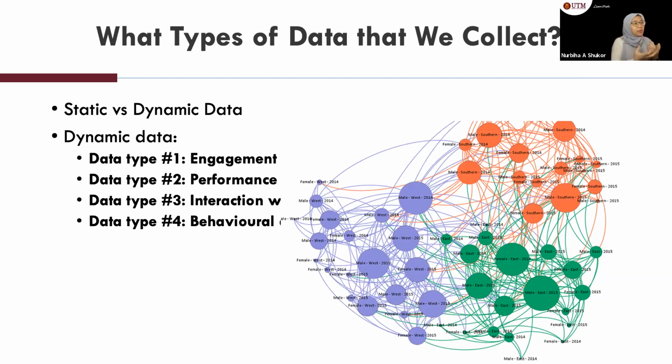So dynamic data can be in the form of, for example, students' engagement, their learning performance. Today they perform well, next day they don't perform that well. Their interaction with friends, their behavior in learning online. So their behavior in learning in general, that is dynamic data. Okay, so from this kind of data yang kita collect ini, kita cuba understand how can we improve or optimize their learning based on our understanding about this dynamic and static data.